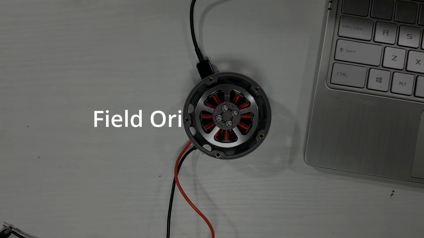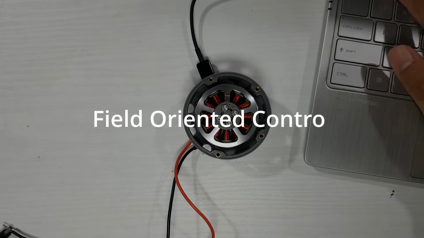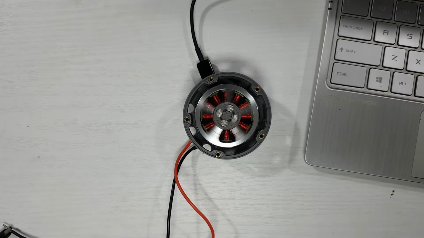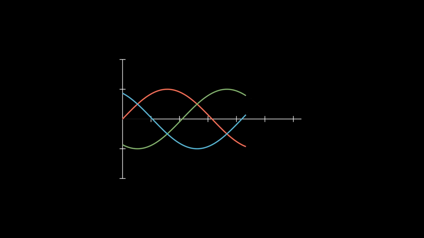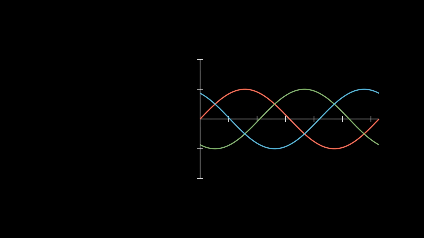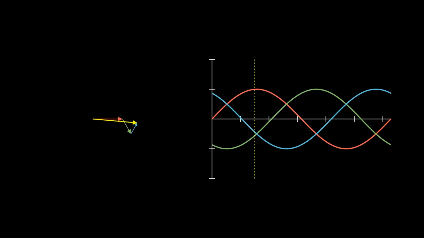Hello, this time I will discuss Field-Oriented Control, or FOC, starting from its explanation to its implementation on STM32. In a BLDC motor, for smooth rotation, a three-phase sinusoidal current is required.